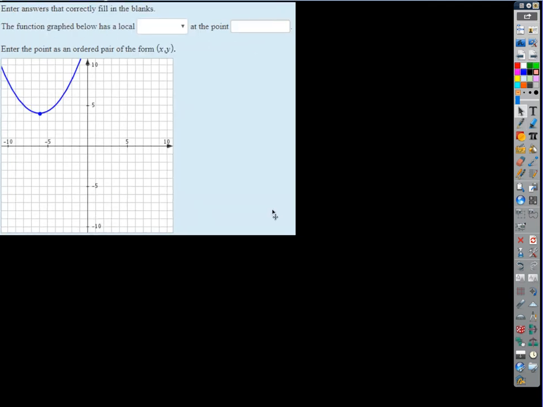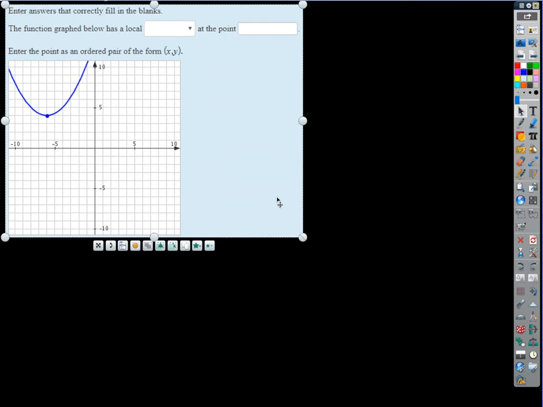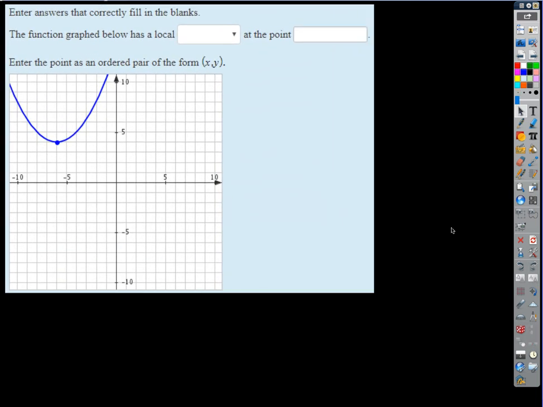Okay, how about this? Very simple again, just some terminology I want you to be familiar with. So if you pull this menu down, the options are minimum or maximum, or neither. So what does this have? A minimum or a maximum, or does it not have any of those? It's got a minimum. Okay, it's got a minimum where? Yeah, (-6, 4), right? Just at that location. So we have to write it as an ordered pair, right? So it's a point.